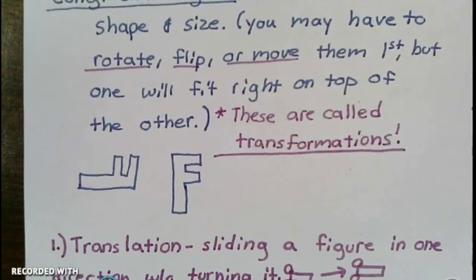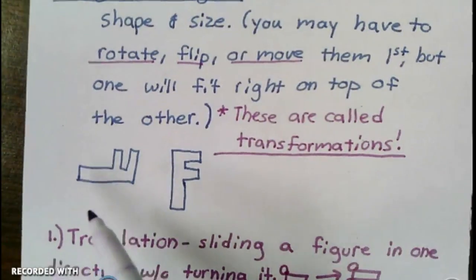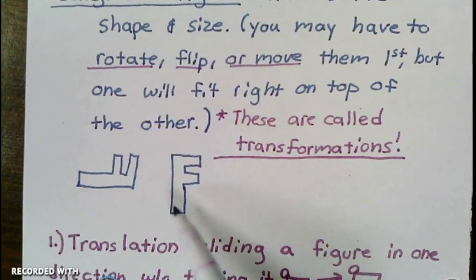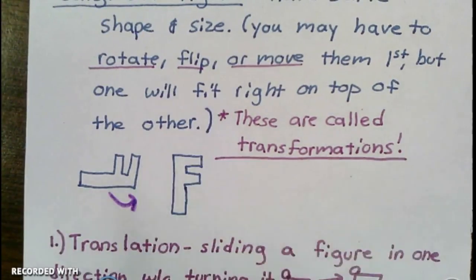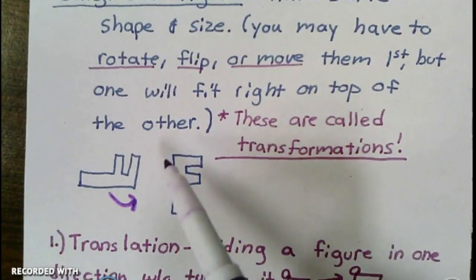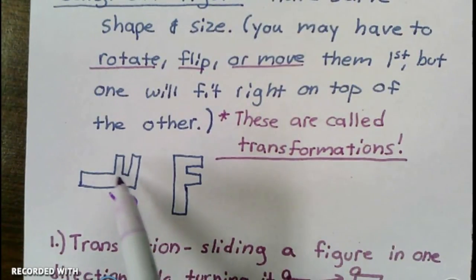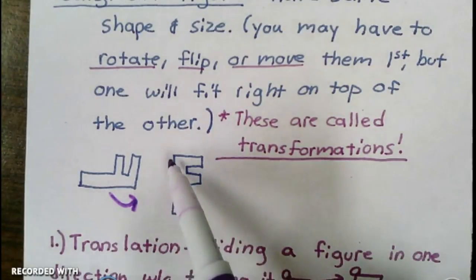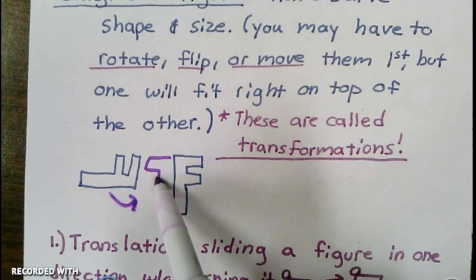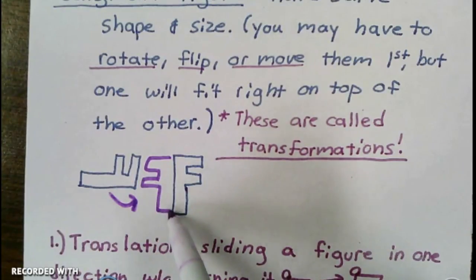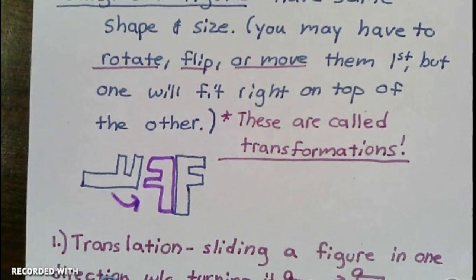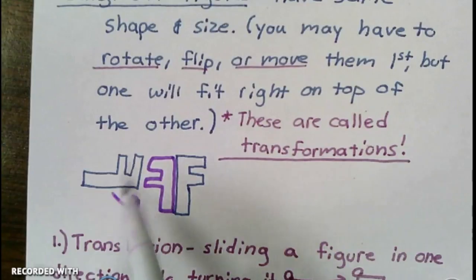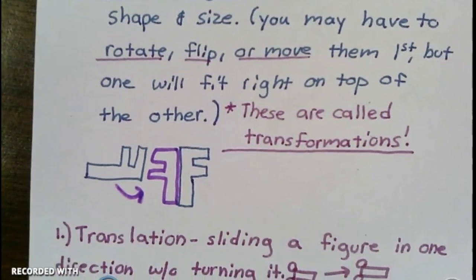So for our F, in order to make this F fit on top of this one, I would need to rotate it 90 degrees counterclockwise, and then I would need to reflect it. So that way, if I rotated it 90 degrees, let me draw it here, I would end up with a figure like this, and then I would need to reflect it to be on top of that, and assuming that it was still over here, I would also need to translate it to move it right on top of that.